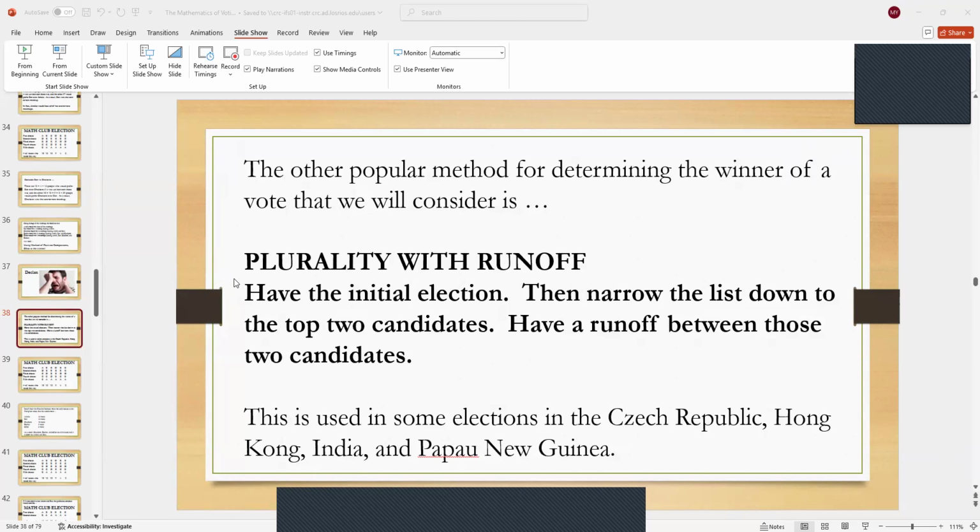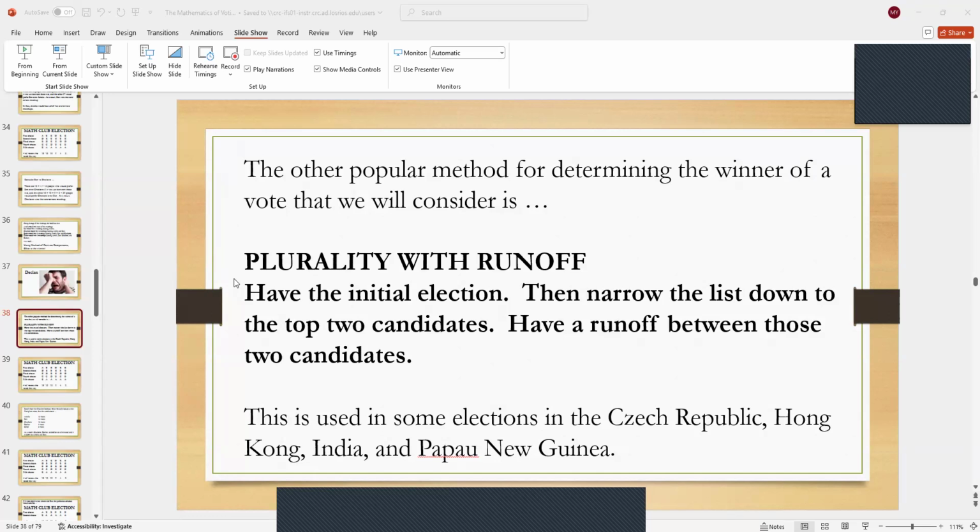And at that point, we narrow down the list just to the top two candidates. In other words, we eliminate everyone except the top two. And then we have a runoff between those top two. This is similar to plurality with elimination, but it's not the same thing.